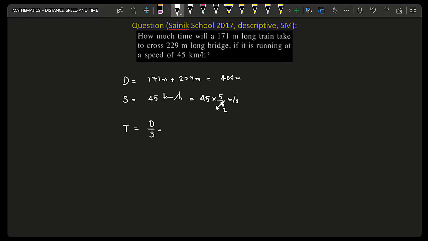Is 45 divisible by 9? Yes, that's why we divide by 9. 5 nines are 45. So what is the final answer? 25 by 2 meters per second, right? Now you have to substitute. What is the distance?